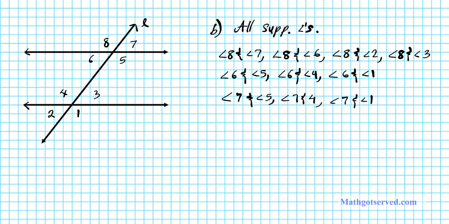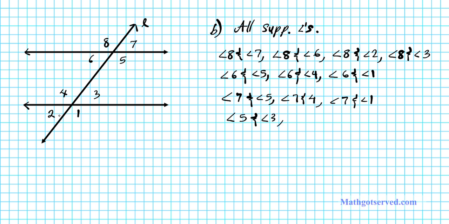Now let's shift to angle 5. What angles are supplementary to angle 5? Angle 5 is supplementary to angle 7. 5 and 7, we already have that here. Angle 5 is supplementary to angle 6. We already have that. Angle 5 is supplementary to angle 3. Go ahead and write that down. Angle 5 and angle 3. We don't have that yet. And then angle 5 is also supplementary to angle 2.